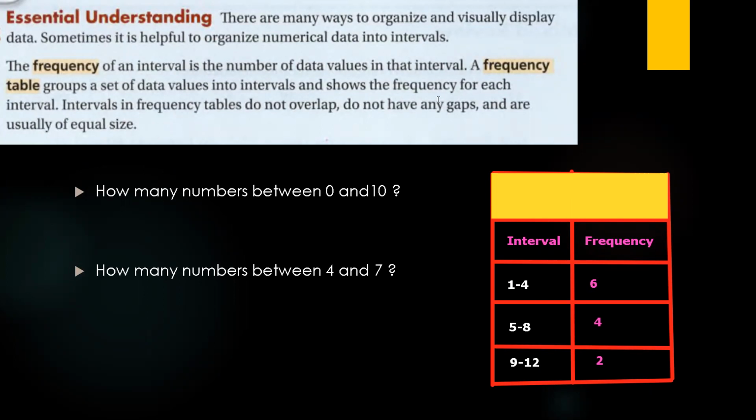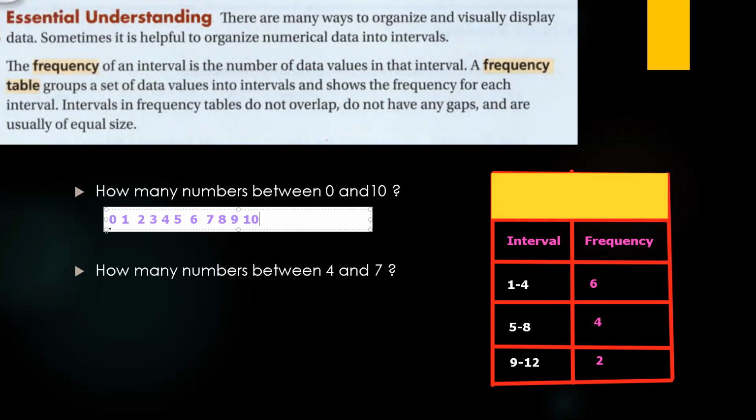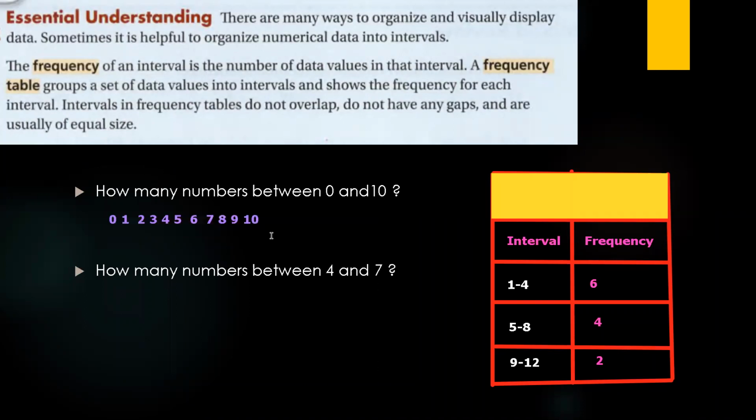Look at them here. We have 0, 1, 2, 3, 4, 5, 6, 7, 8, 9, and 10. Count them now: 1, 2, 3, 4, 5, 6, 7, 8, 9, 10, 11. So we have 11 numbers. How many numbers between 4 and 7? Exactly 4: 4, 5, 6, and 7. We have 4 numbers. What is the formula?